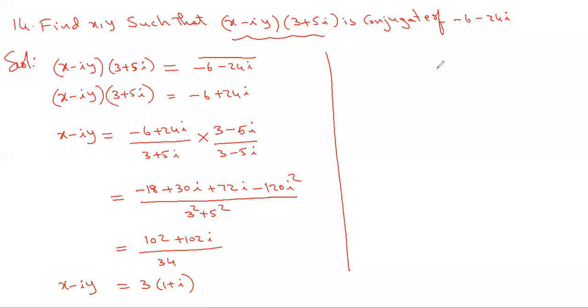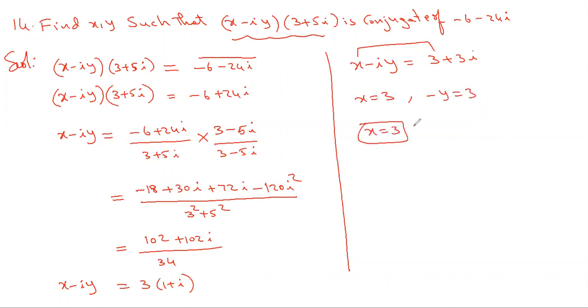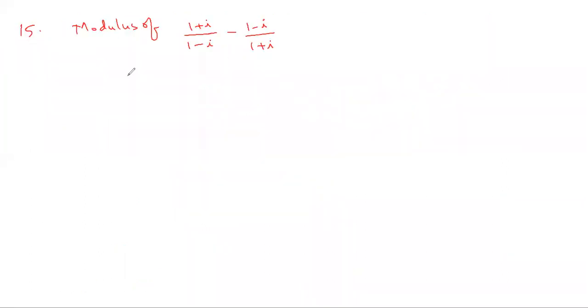If you equate them, x minus iy equal to 3 plus 3i, then equate the real parts. So x is equal to 3 and minus y equal to 3. So x equal to 3 and y equal to minus 3. That's it.